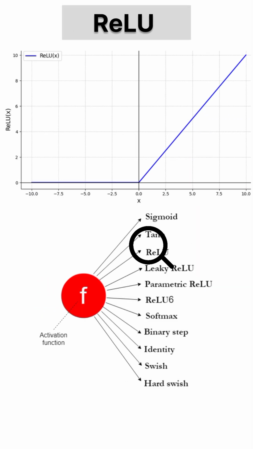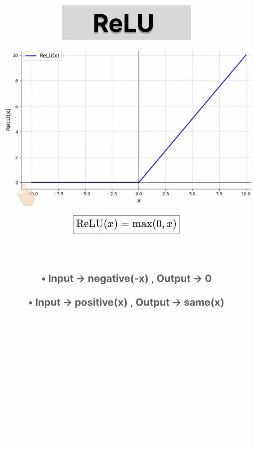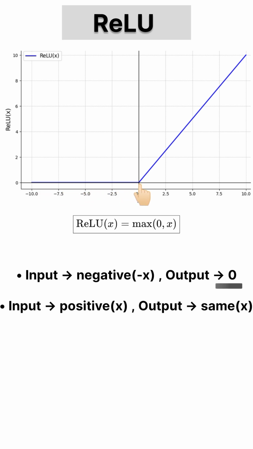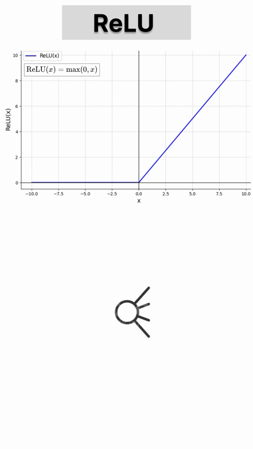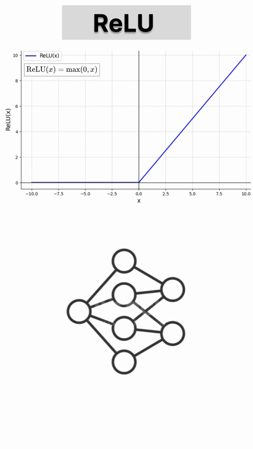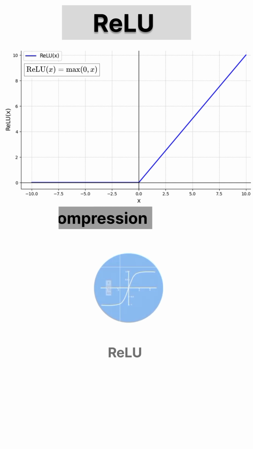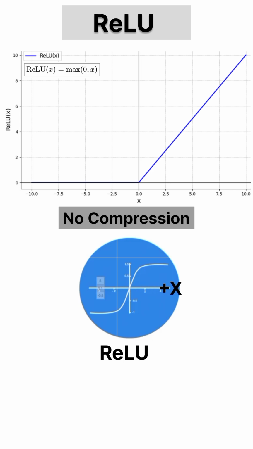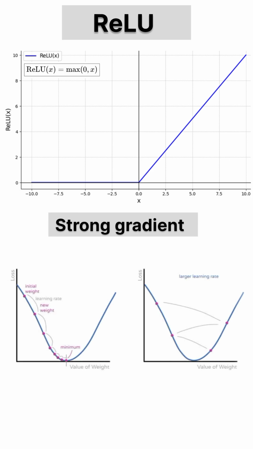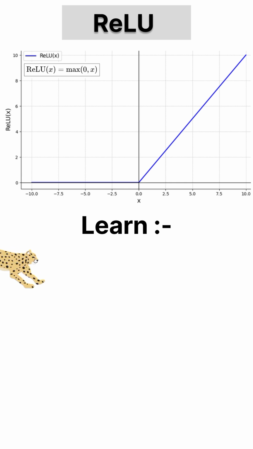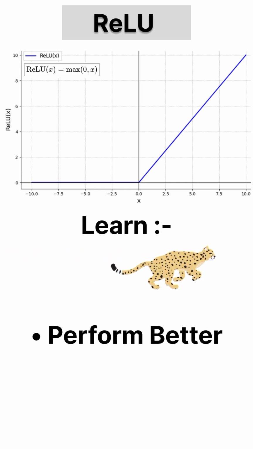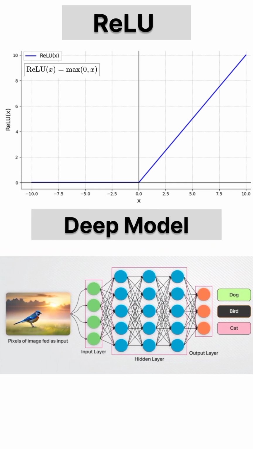ReLU is the most commonly used function in deep learning. Its rule is simple: when the input is negative, the output becomes 0, and when the input is positive, the output remains the same. This simplicity makes ReLU extremely effective in a deep neural network. ReLU allows positive values to pass through without compression, which helps maintain strong gradients during training. Because of this, neural networks learn faster and perform better, especially in deep models like CNN.